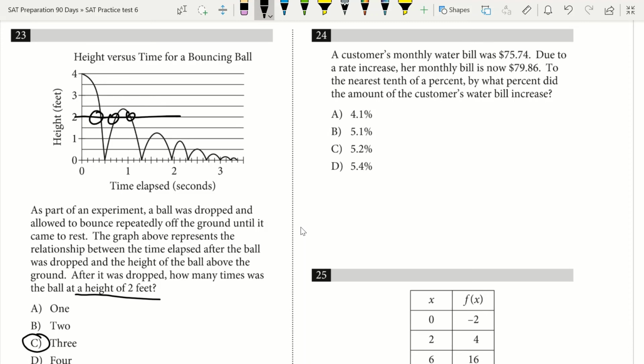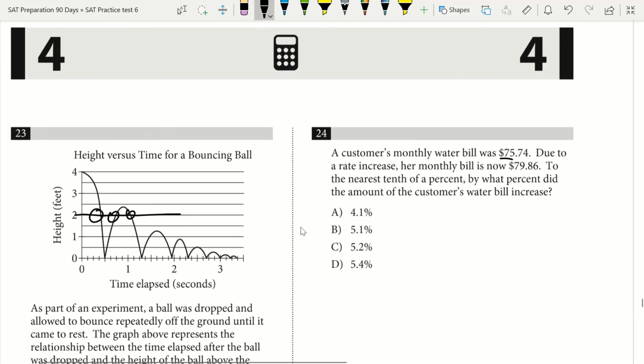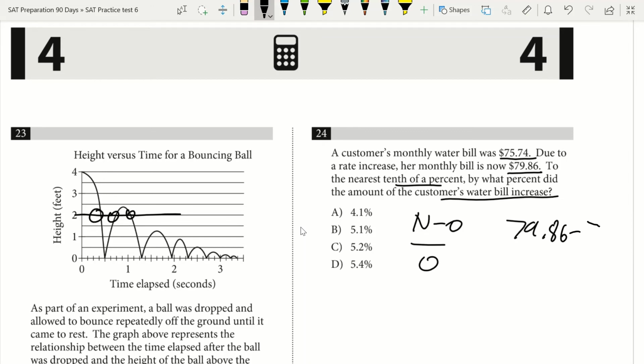All right, number 24, a customer's monthly water bill was $75.74. Due to a rate increase, her monthly bill is now $79.86. To the nearest tenth of a percent, by what percent did the water bill increase? Okay, we're going to use new minus old over old. Our new price is 79.86. Our old price was 75.74.